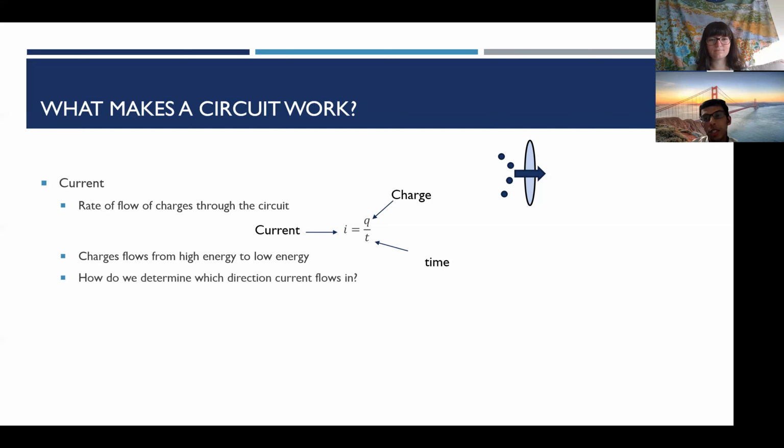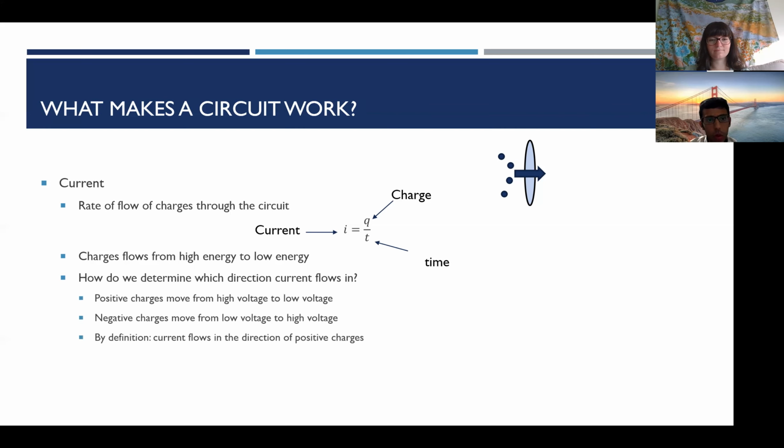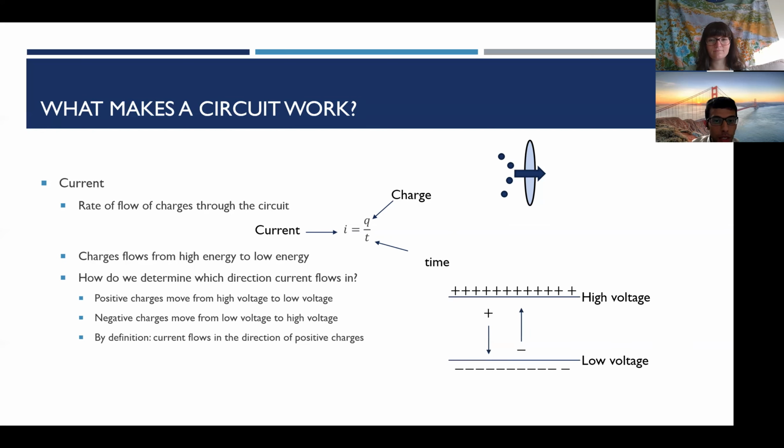So how do we determine which direction current flows in? We have a few specific definitions for it. Positive charges move from high voltage to low voltage. Negative charges are going to move from low voltage to high voltage. That's just how it works in terms of energy. If you look at this diagram right here, if you have a positive charge close to the high voltage, or the positive rail over here, it's going to take more energy to push the positive charge that way, towards the high voltage. So it's going to lose energy and travel downwards towards the low voltage side.